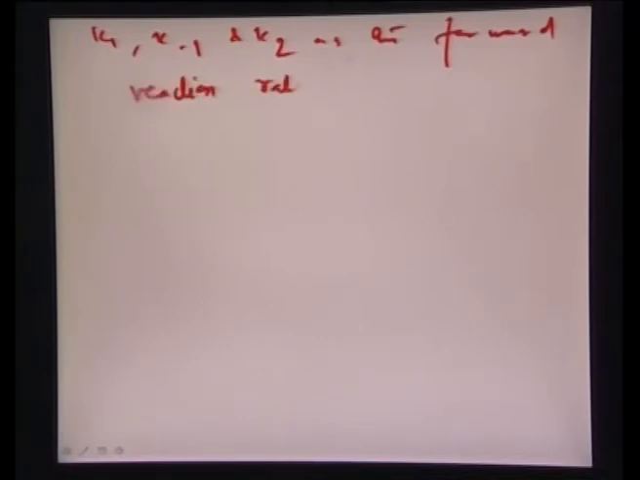So we have K1, K minus 1 and K2 as the forward reaction rate constants. Okay, so because we are more or less towards the end of this lecture, what I am going to do is pick up this particular topic in the next lecture and try to derive what you call the Michaelis-Menten equation. So I would like to close the lecture with this. Thank you.